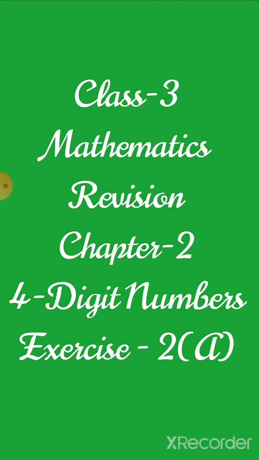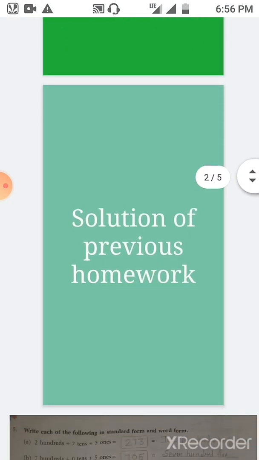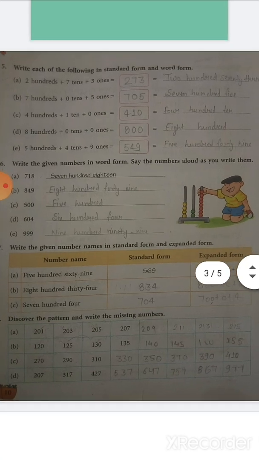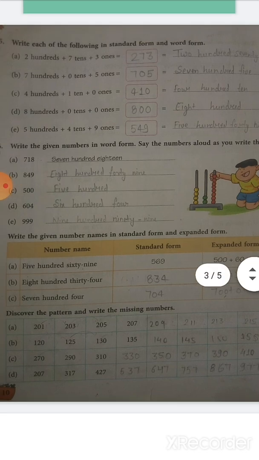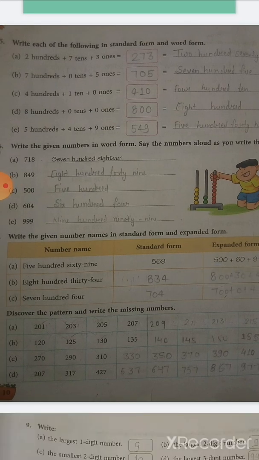But very first we will see the solution of previous homework. Here you can see this is the solution of previous homework. In the previous class I had given you question number 8, discover the pattern and write the missing number. In this question you had to find out the pattern, and after finding the pattern you had to fill these boxes. I hope you all have done your work, so please match your answers with this solution.